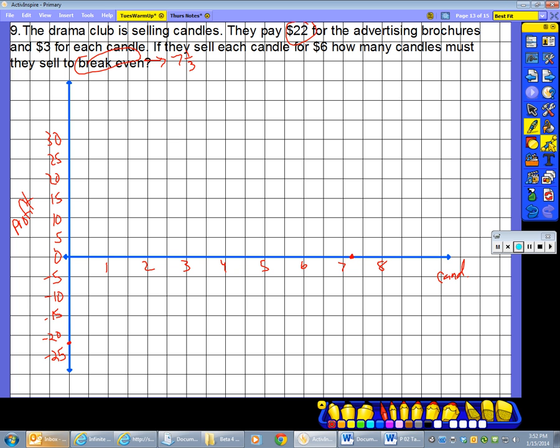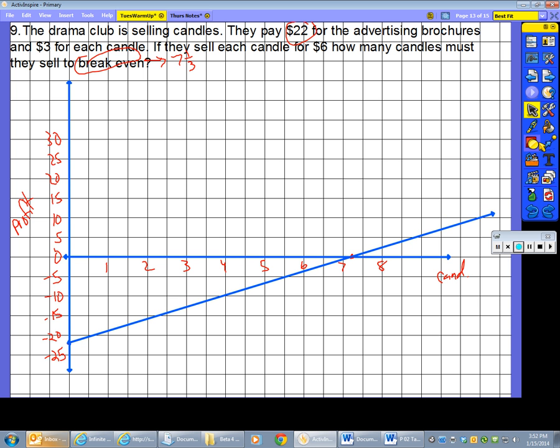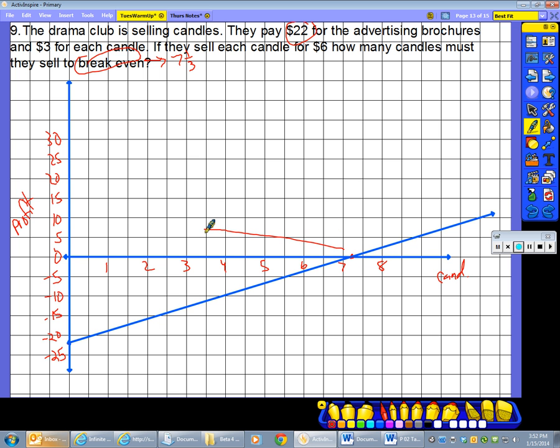So then what I'm going to do is connect my points, and then you can get an idea of what this means. From here to here, if I sell this many candles, I lose money. Right here, I break even. From here on, these number of candles upward, I'm going to make money. So that's number 9.